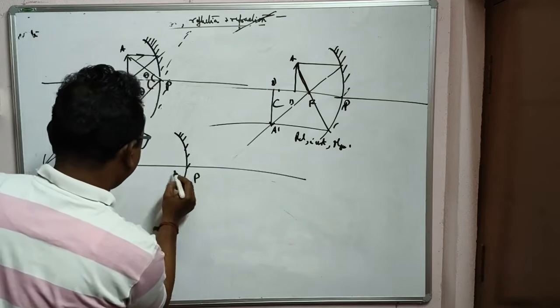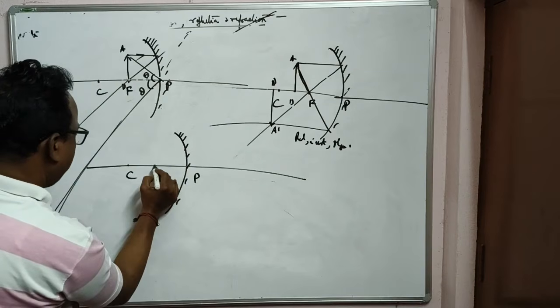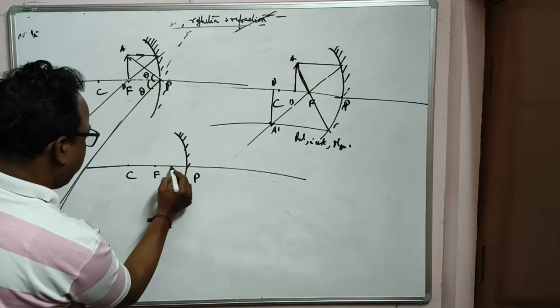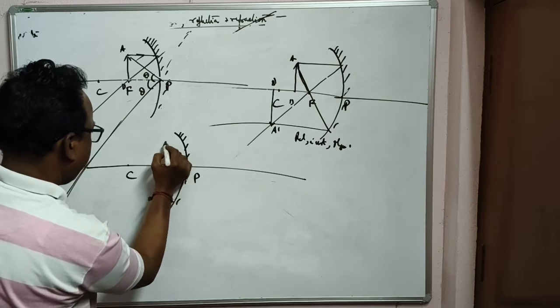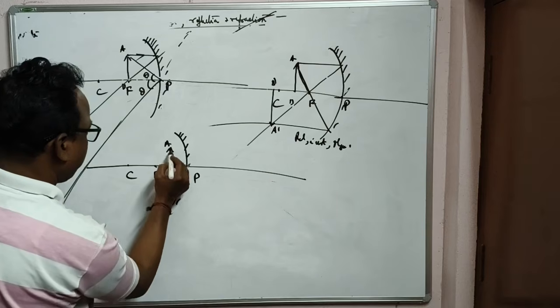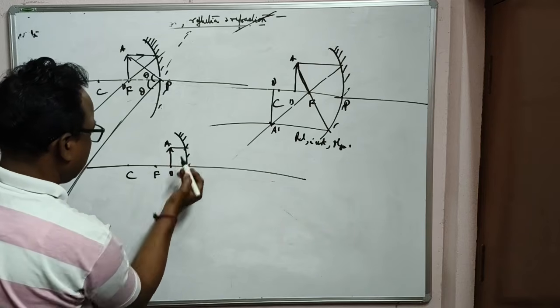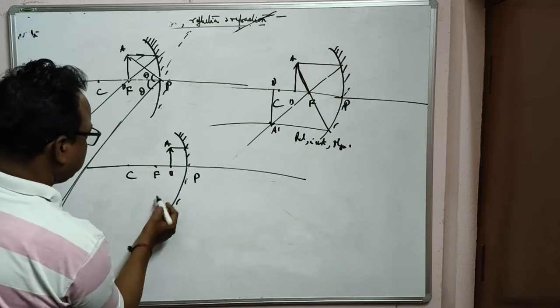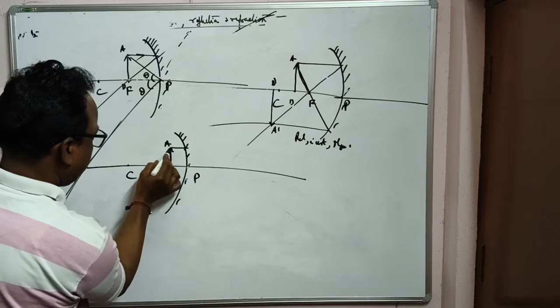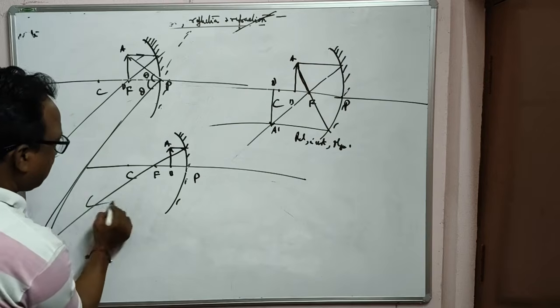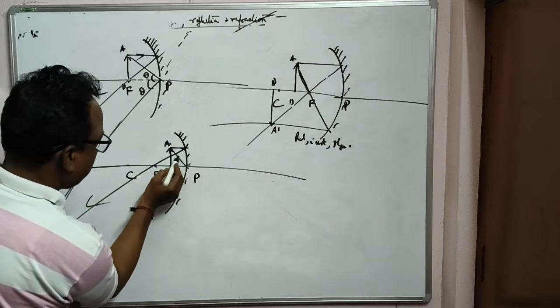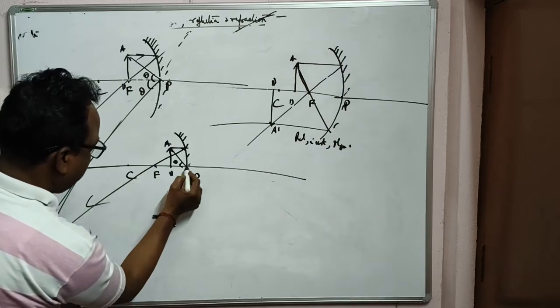Okay. You can draw for another also. Pole of the mirror, center, focus. Now you can take the object between focus and pole. One is going like this. Another one meeting. Another one through pole, incident angle.